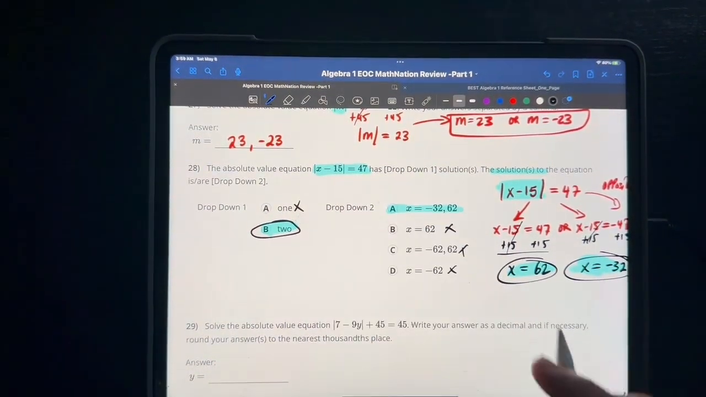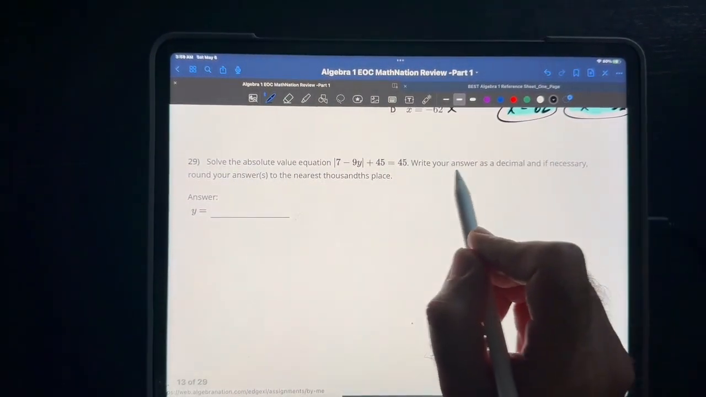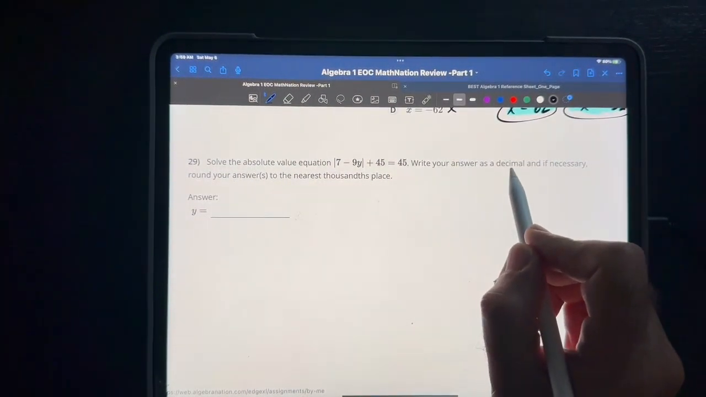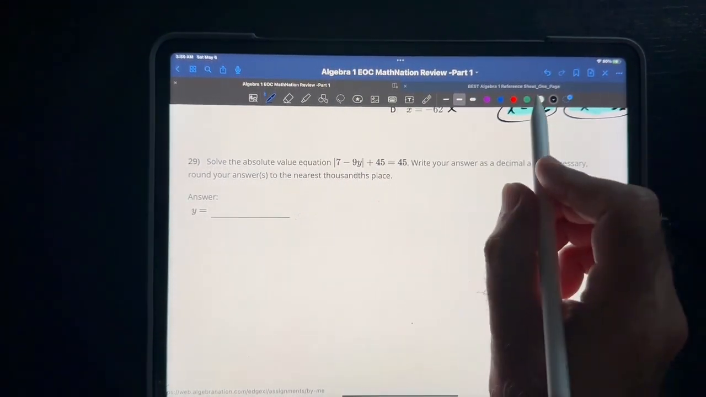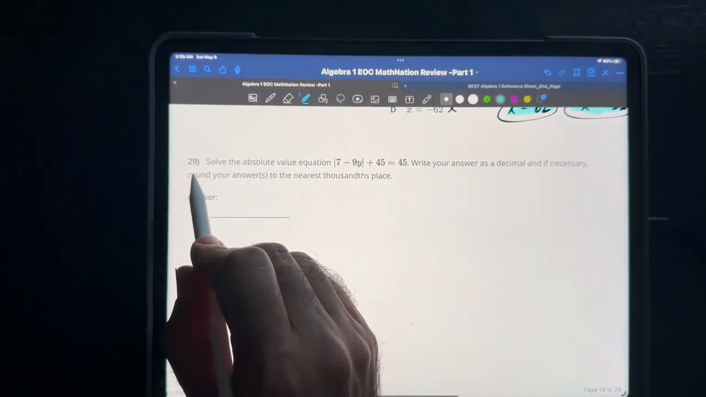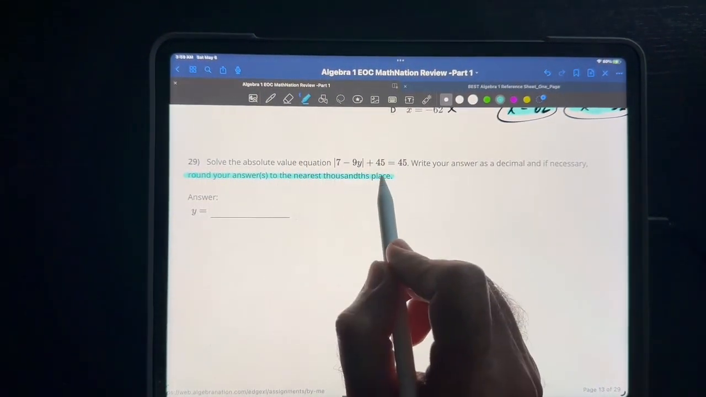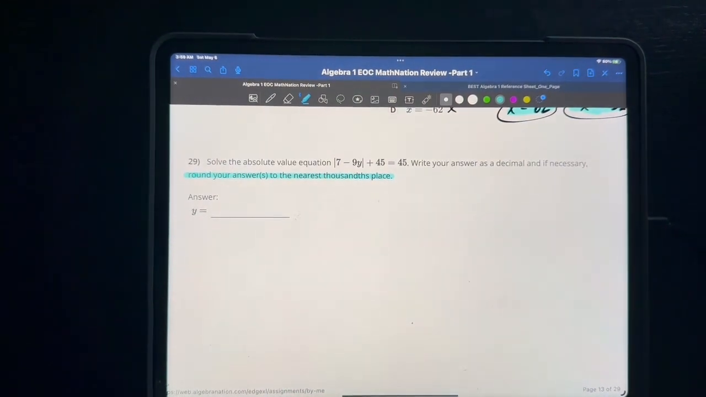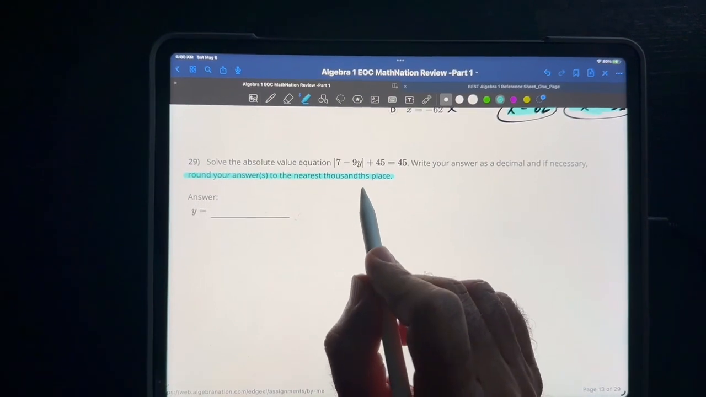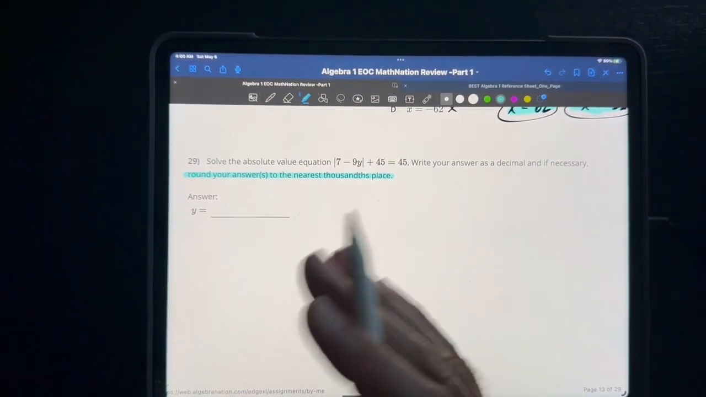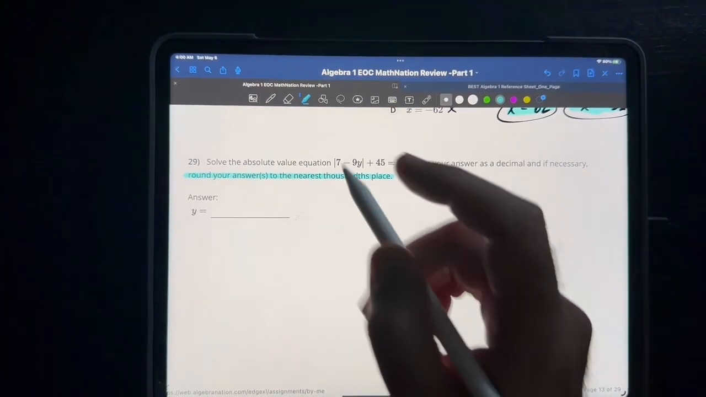Okay, moving on to 29. Solve the absolute value equation. Write your answer as a decimal. If necessary, round your answers to the nearest thousandths. Now, thousandths we haven't practiced a lot. We've done tenths, we've done hundredth place, but not thousandths. So let's check this out. Okay. Always read the whole question to see if there's decimals, they're going to tell you how to round your decimals. Guaranteed.